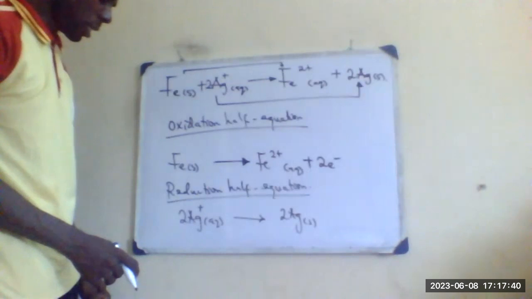They didn't ask us to write the overall equation, because if you write the overall equation, cancel out the charges and combine it, it will take you back to the initial question. Hence, they didn't ask you to write the overall equation.